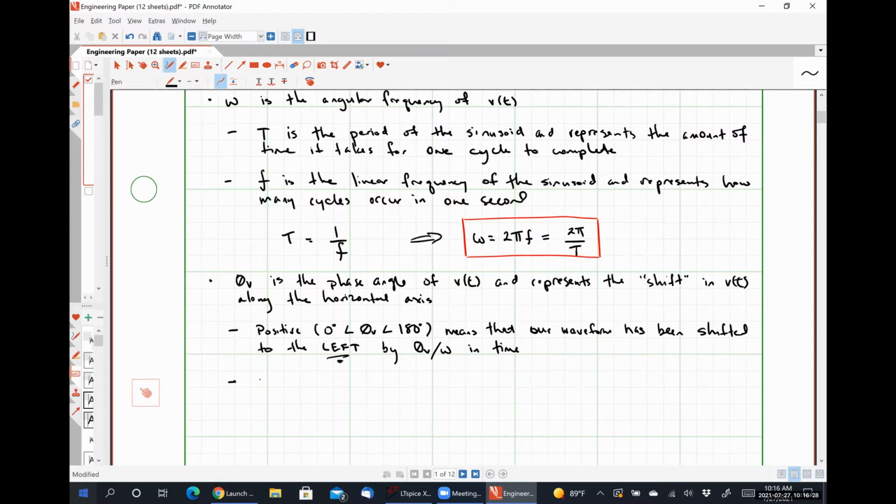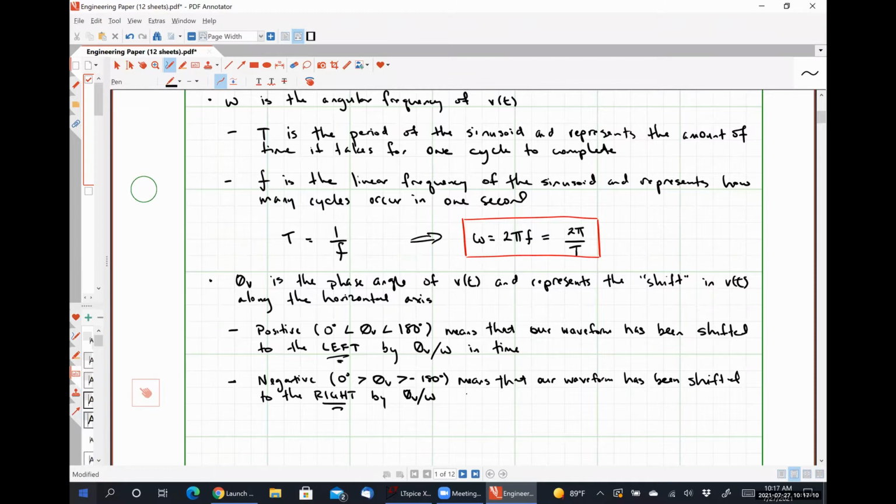And negative phase angles (0 degrees is greater than theta v is greater than negative 180 degrees) means that our waveform has been shifted to the right by theta v over omega in time.